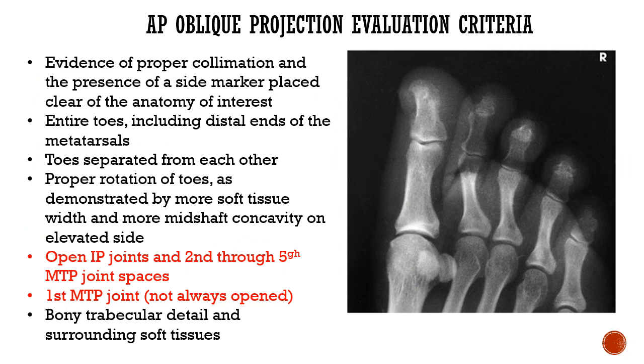Looking at the image, we should see something very different from the other projections we've talked about. Besides the toes being separated, there's more concavity on the elevated side, just like you had with the hand. We want to see open interphalangeal joints of the second to the fifth digits. The first metatarsophalangeal joint is not always open.